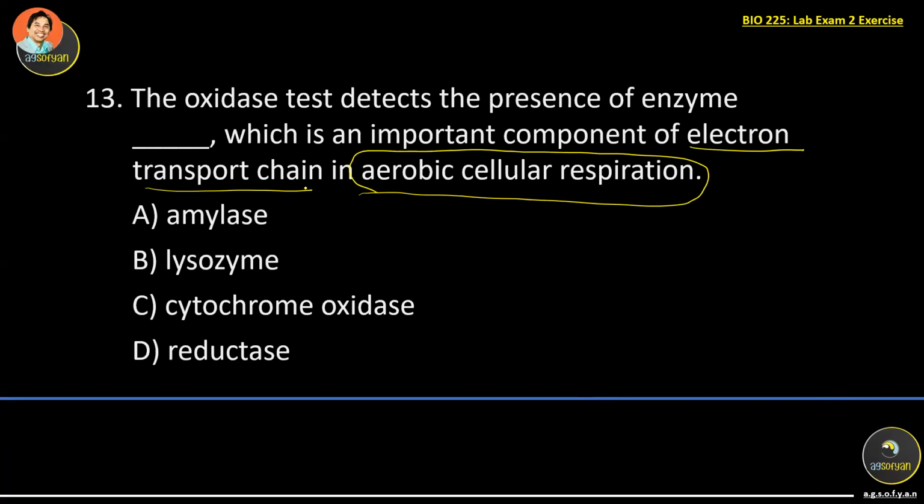So you have to know the cellular respiration that starts with glycolysis, Krebs cycle, and then the electron transport chain. So what is the name of the enzyme? Yes, it's mentioned over here. The name of the enzyme is called the cytochrome oxidase. So this test will detect the presence of cytochrome oxidase. If this enzyme is present, then the result will be positive. If it is not present, then the result will be negative.